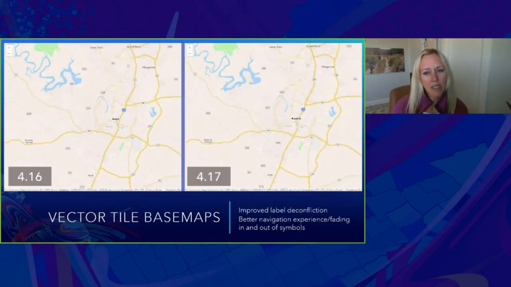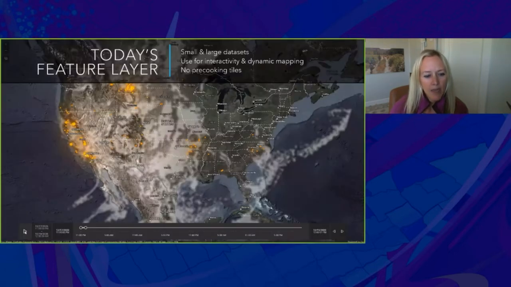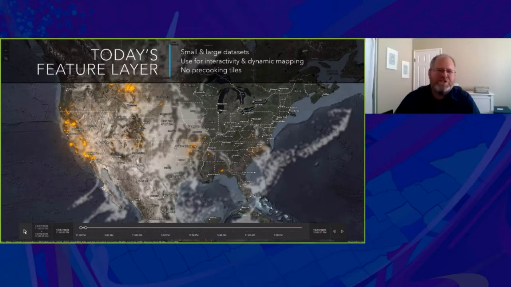Another improvement we did in the last year is improving our label deconfliction algorithms. This has really helped along tile boundaries or overlapping symbols. So a lot of work is constantly going into vector tile layers to make them more performant, higher quality as you move around the map, and improve the overall experience of vector tile layers. Now I'm going to hand it off to Jeremy, who's going to talk about some of the really incredible improvements with feature layers performance. So Jeremy? All right, thanks, Julie.